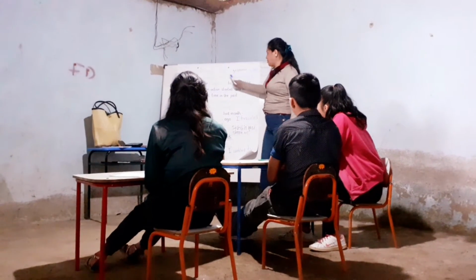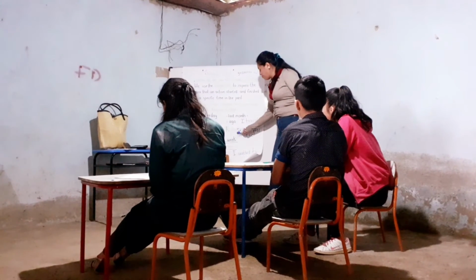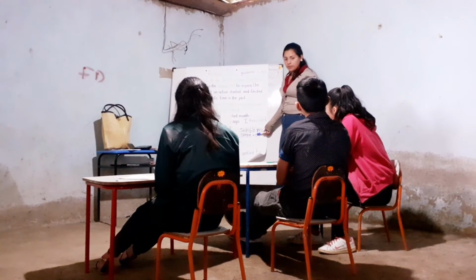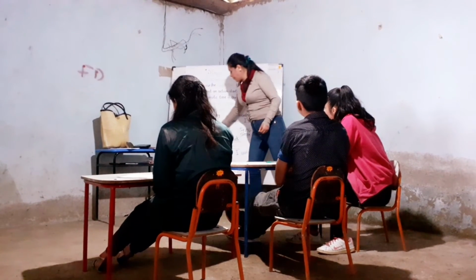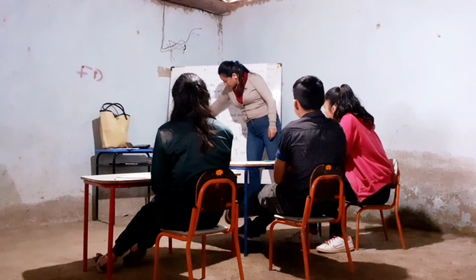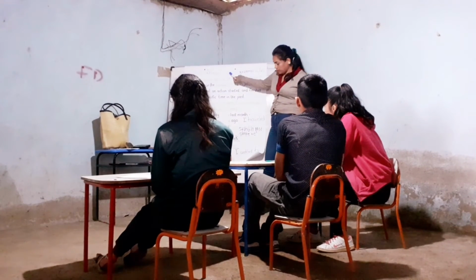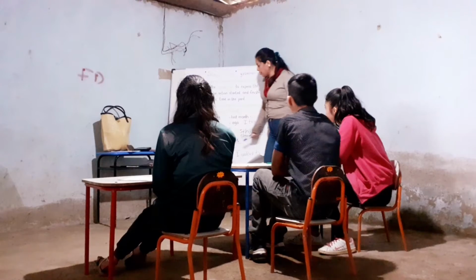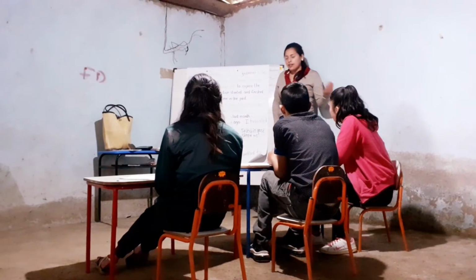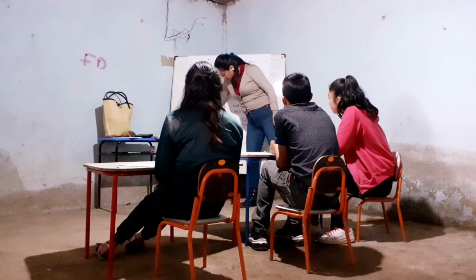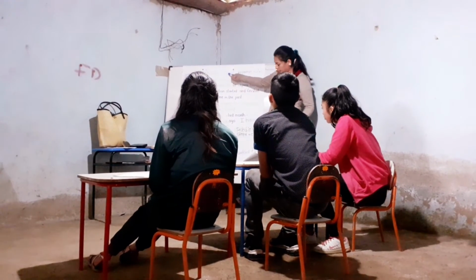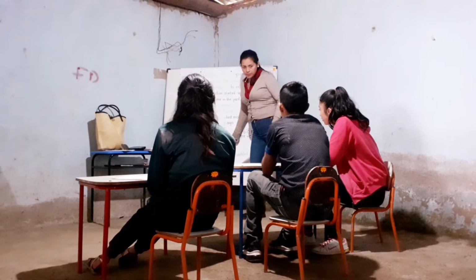The grammar rule in the simple past is: subject, verb in past simple, and complement. As you can see, for example: We published last week. We is the subject, published is the verb in simple past, and last week is the complement. Another example: We published something last day.